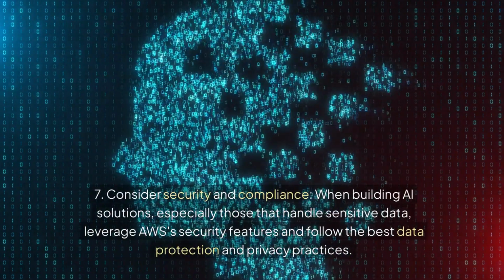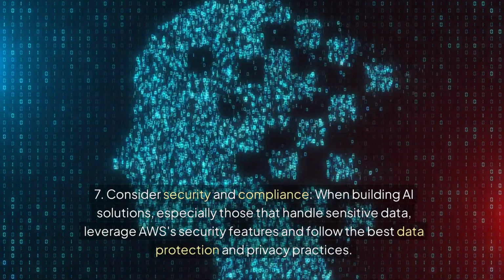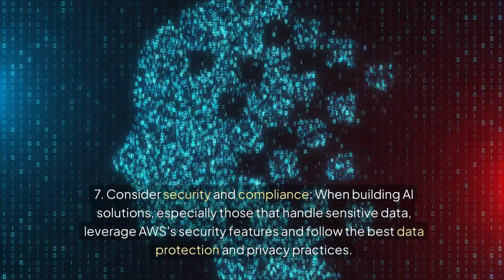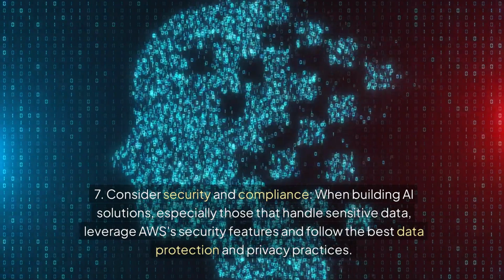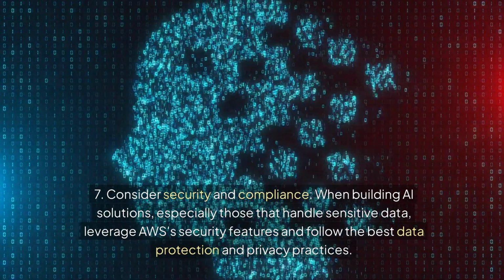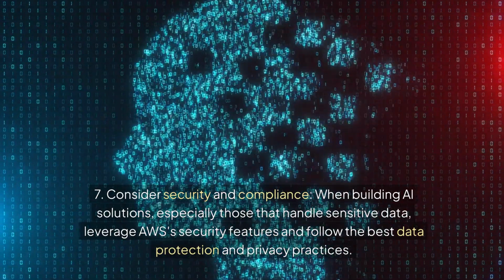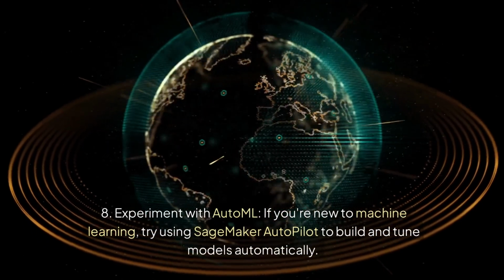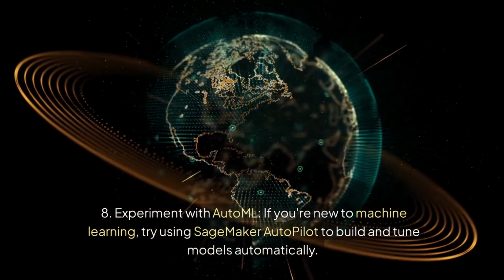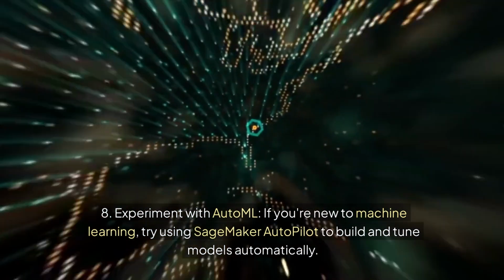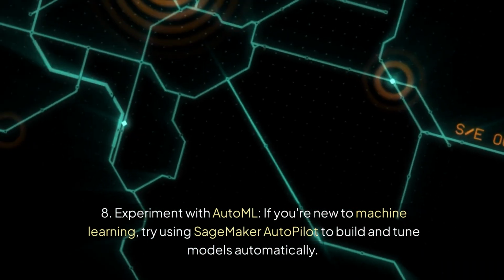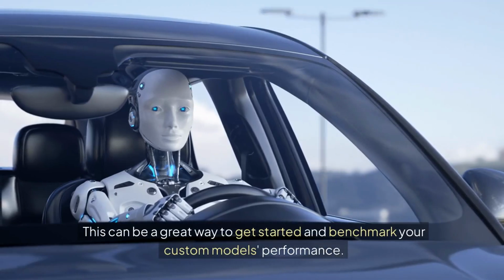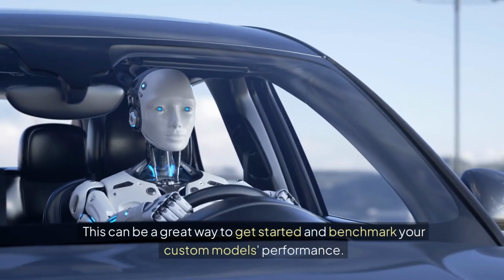7. Consider security and compliance. When building AI solutions, especially those that handle sensitive data, leverage AWS's security features and follow the best data protection and privacy practices. 8. Experiment with AutoML. If you're new to machine learning, try using SageMaker Autopilot to build and tune models automatically. This can be a great way to get started and benchmark your custom model's performance.